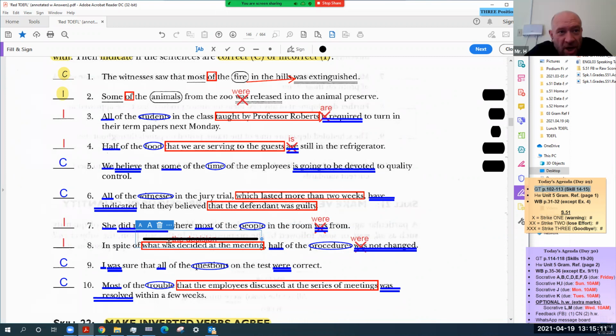You have the preposition of, right? You see the preposition of? What follows a preposition? Always a noun. You see? In spite of the decision. This is a prepositional phrase, right? In spite of the decision. It's a prepositional phrase. Do you understand?